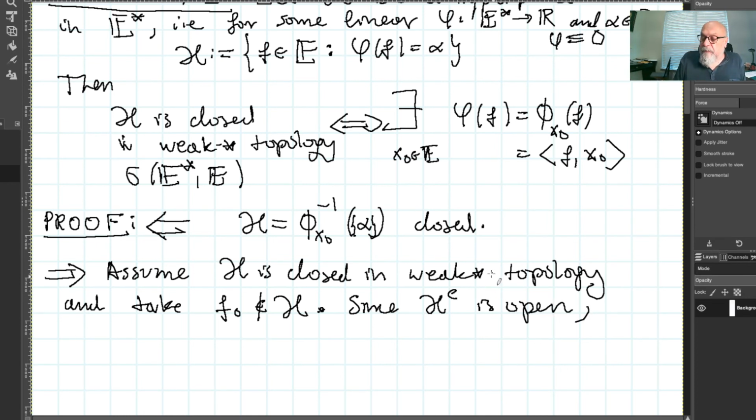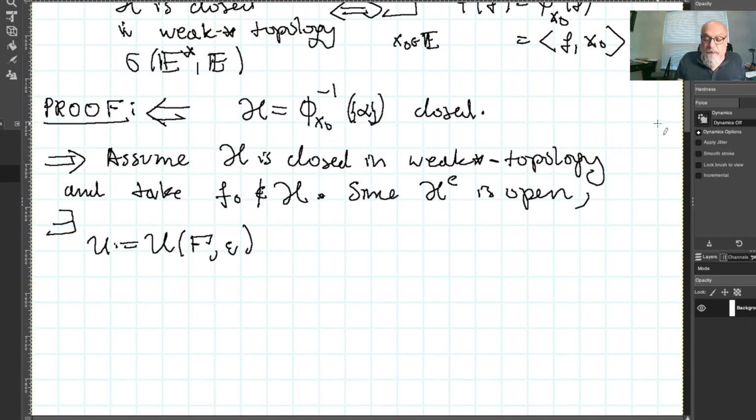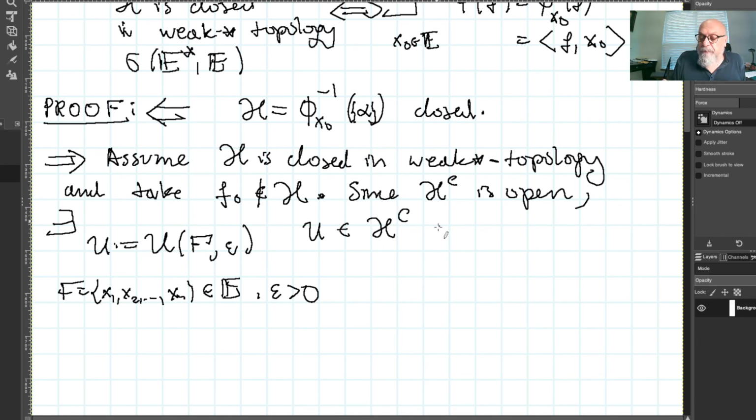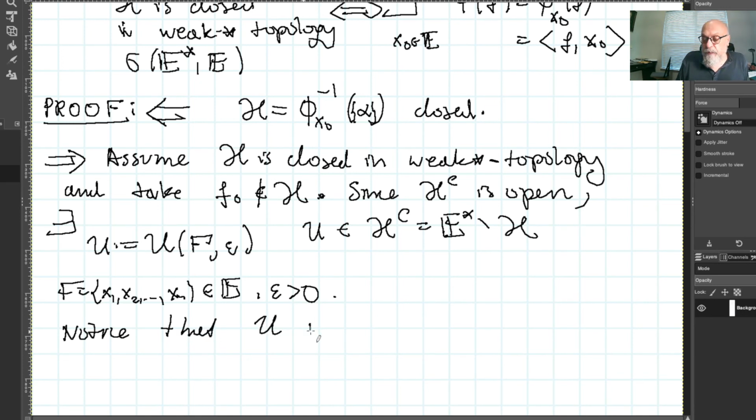and that's exactly in the weak star topology, in such a case there exists a basic set U, associated with a certain finite set F and epsilon. Put it clearly: F is a set x1, x2, up to xn contained in E, and epsilon is larger than zero, such that by openness, U is contained in the H complement. So what is this complement? That's exactly this set. However, notice that U is a convex set.